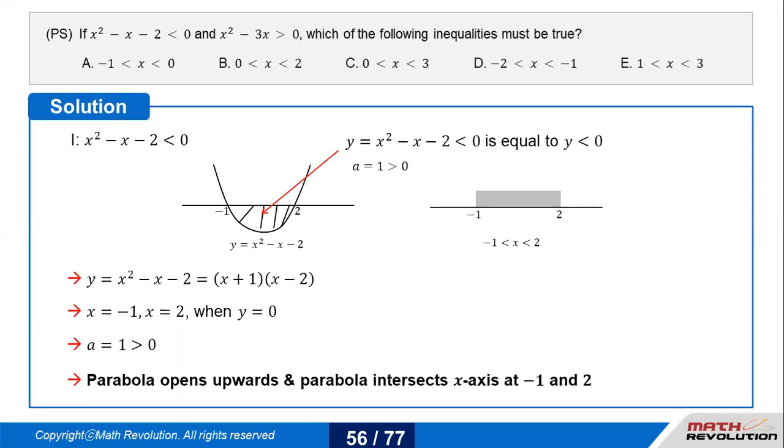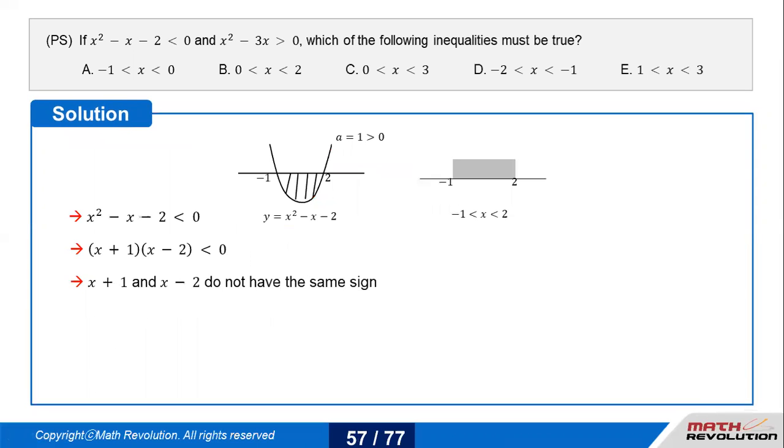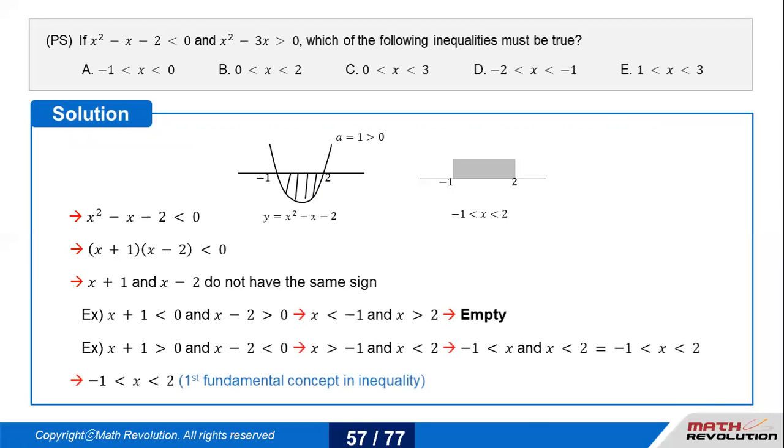Now since the parabola is opening upward, as a equals 1, it has to be greater than 0. So they will not have the same sign because it's completely less than 0. So the parabola is opening upward. That is given by the coefficient of x square. The product of both the factors x plus 1, x minus 2 is less than 0, so they'll not have the same sign. If x plus 1 is less than 0 and x minus 2 is greater than 0, it becomes empty. So finally, we get minus 1 is less than x, which is less than 2.